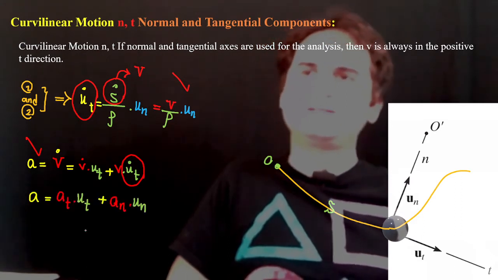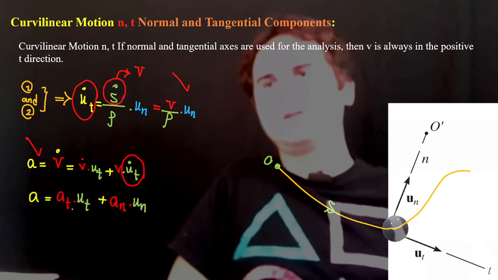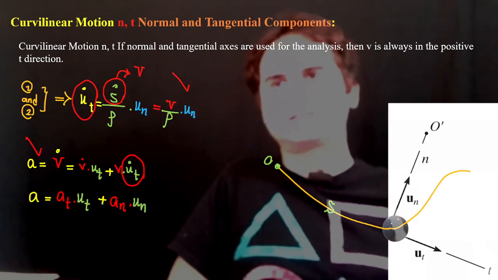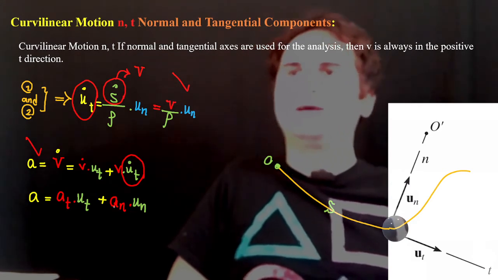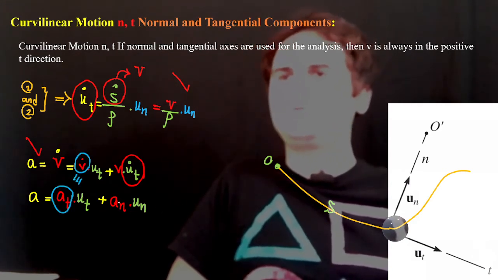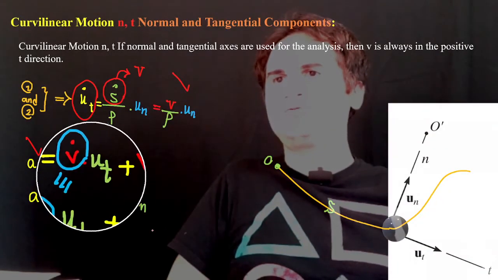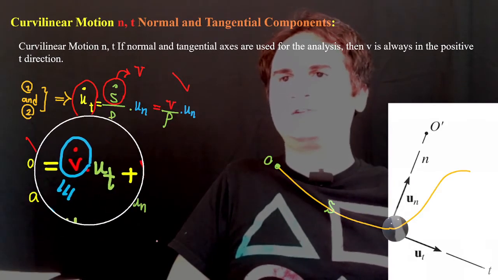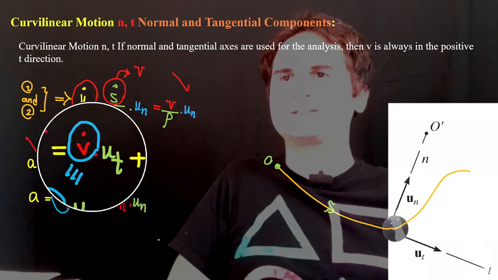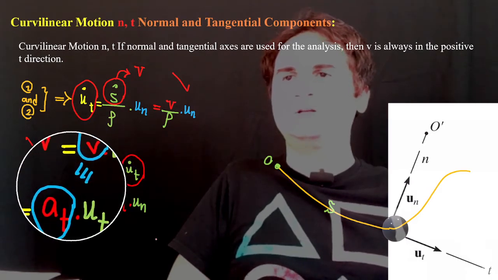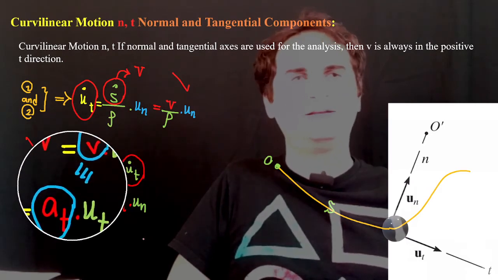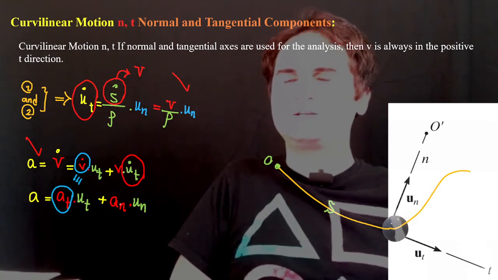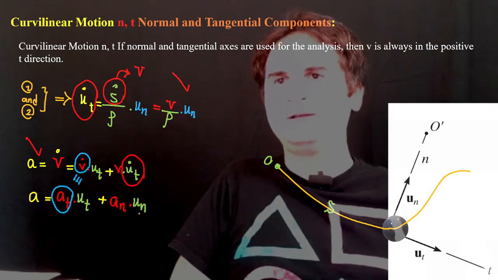As soon as we replace it, it just says a is at, the tangential component of acceleration, plus an times un. And if you take a closer look at the equation, it just says these two are identical. v dot is equal to at, because this is v dot times ut, this is at times ut. It just says v dot should be the exact value of at. And in the other part, it says v times u dot t should be equal to an un.